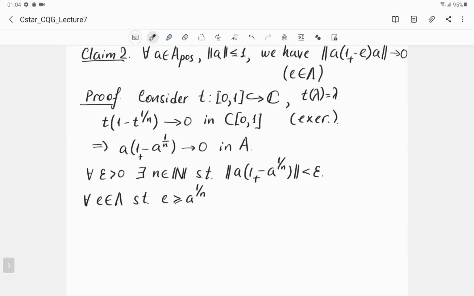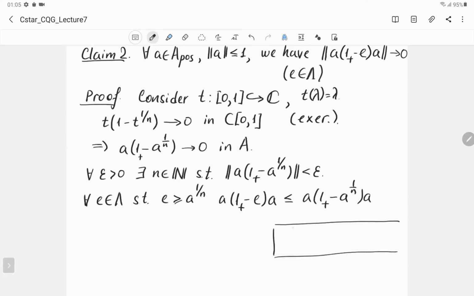And we do the following. So first of all, 1 minus E is less than or equal to 1 minus A to the power 1 over n. Oh, this is clear. Next, we have the same inequality if we multiply by A on the left and on the right. So let's recall why it is so. So this is a special case of the following property.